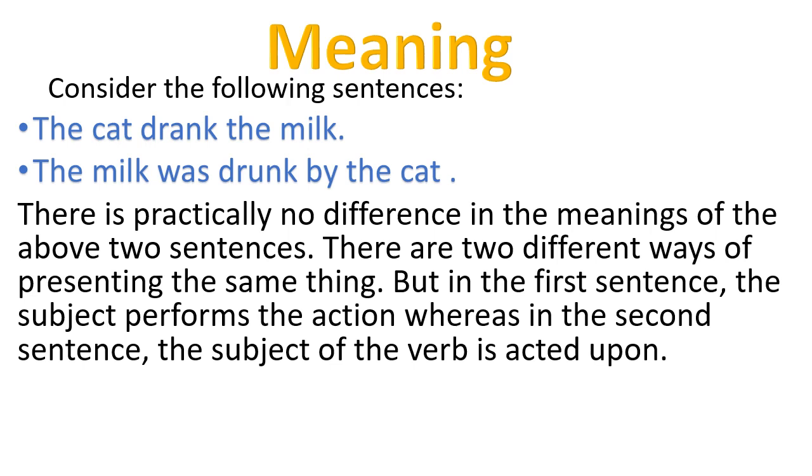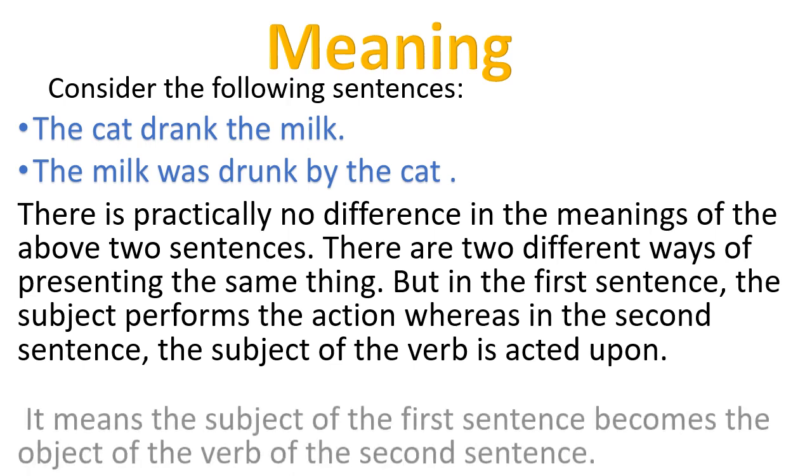But in the first sentence, the subject performs the action. The subject is the cat. The cat is performing the action of drinking the milk, whereas in the second sentence, the subject of the verb is acted upon. Means the subject becomes passive. In the first sentence, the subject is active, and in the second one, when the subject is placed in the place of object, it becomes passive.